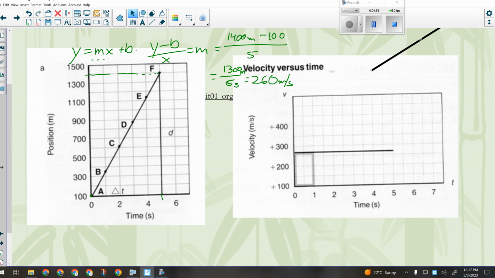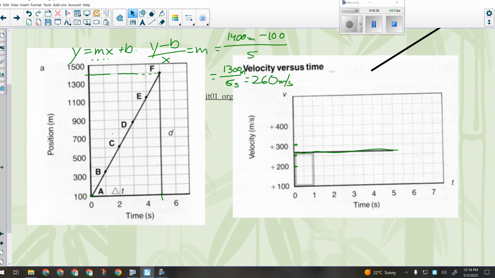Okay? Is it showing the same object as the graph on the left? It is. I just calculated the velocity of the object in this graph to be 260 meters per second. Look where this line is. Here's 200, here's 250, here's 300. That looks like 260 meters per second to me. Okay? And it's saying that its velocity is steady or constant at 260 meters per second.